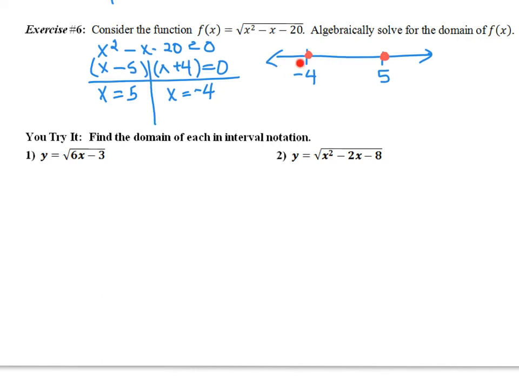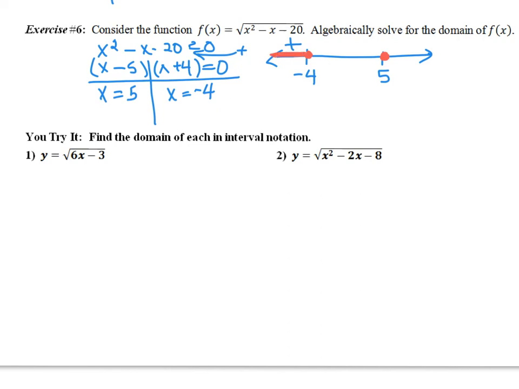So for example, let's test the number back here, -5. Substituting -5 in here, I get a negative number. Substituting -5 in for x here, I get a negative number as well. So negative times negative is positive. And that's exactly what we want. We want to end up with a positive product. So let's color in that section of my number line.